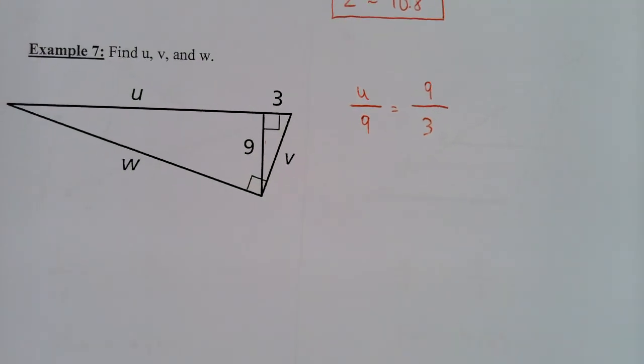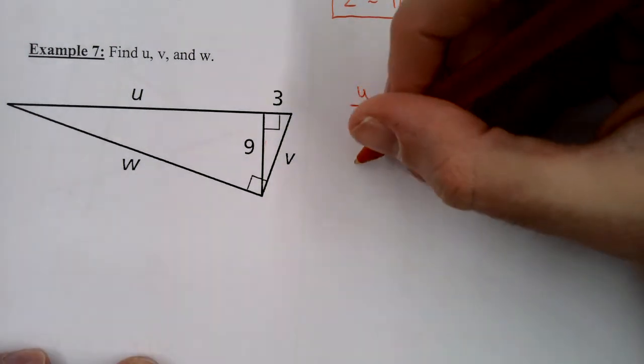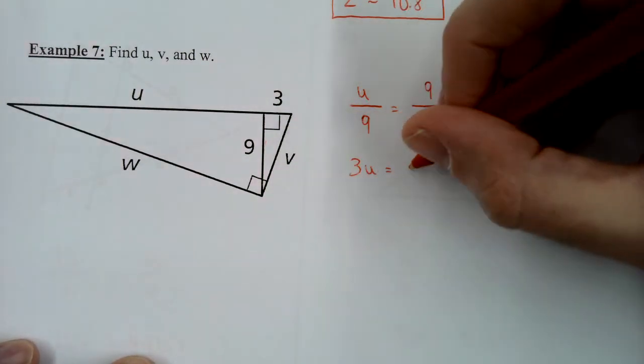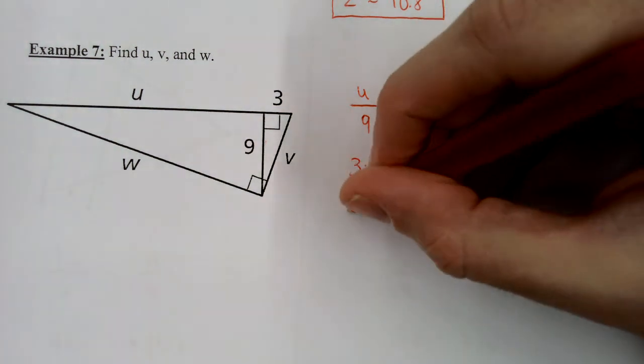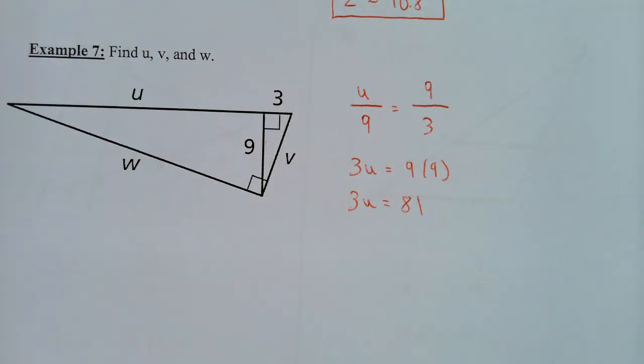So, cross multiply. 3 times u equals 9 times 9. 3 times u equals 81. U equals 27.